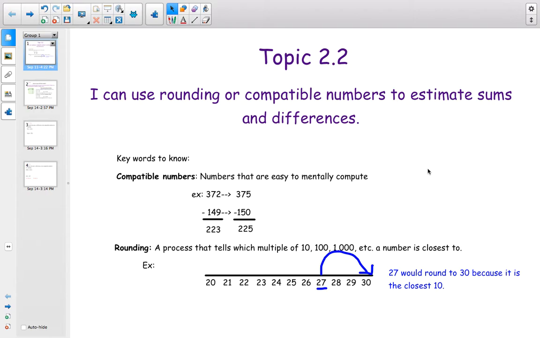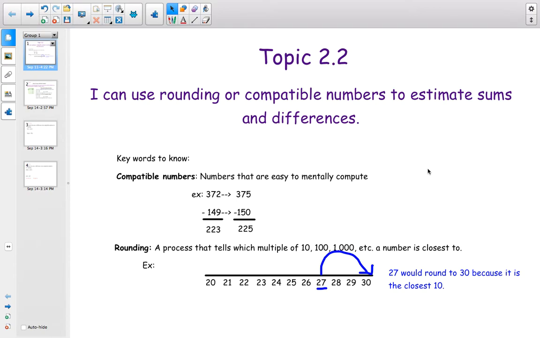And now looking at my new problem, I have 375 minus 150, which is much easier to compute in my head. So I would get 225 as my estimation. When I look at my original problem, I have 372 minus 149, a little harder to solve. You'd have to use paper and pencil because you have to borrow from your neighbor and carry over. But we would get 223, which is very close to our estimation.